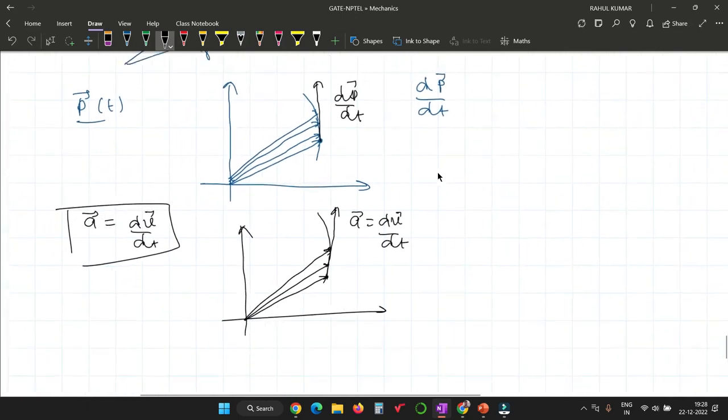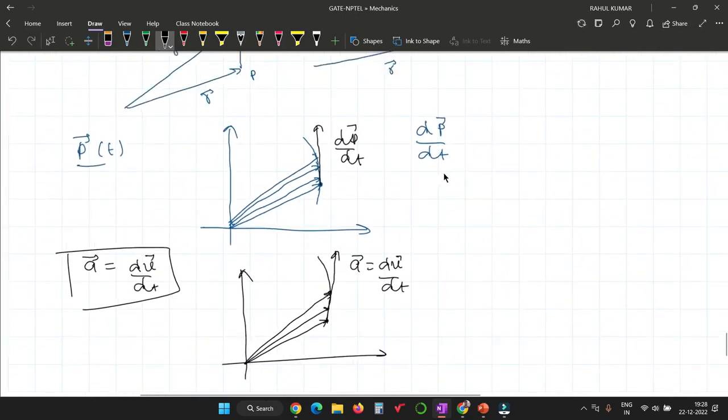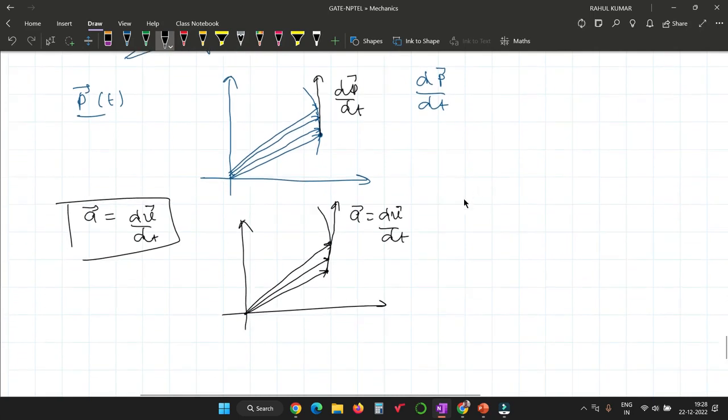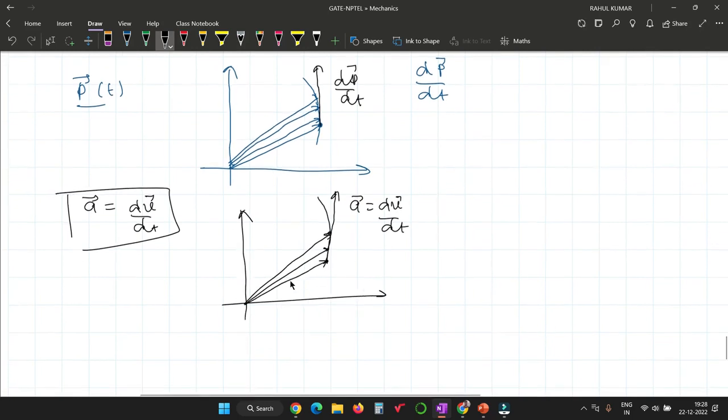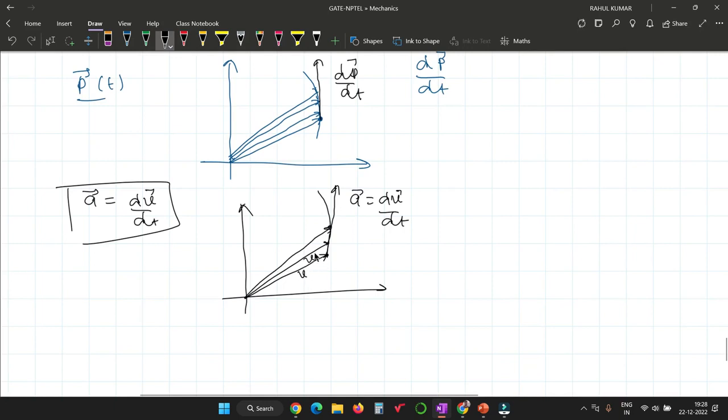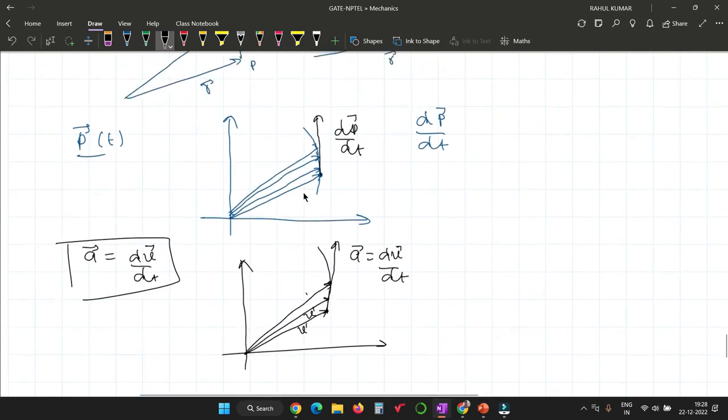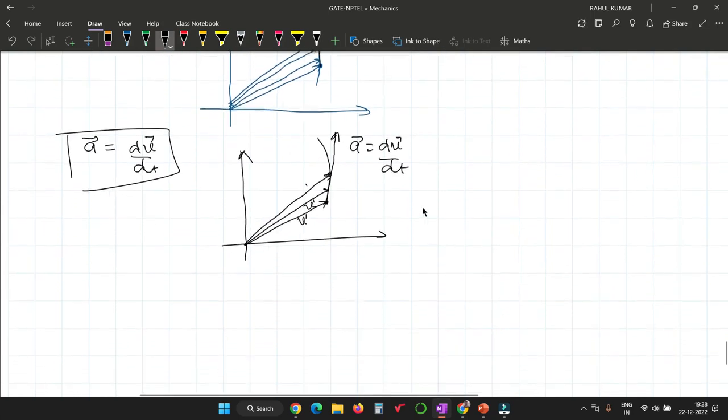You may get confused and say, sir, it means that acceleration is always tangential to the path. In general, that is not correct. Here I am drawing the velocity at each interval of time, like here I am drawing the vector p at each interval of time. So in general, acceleration direction is not always tangent to the curve.